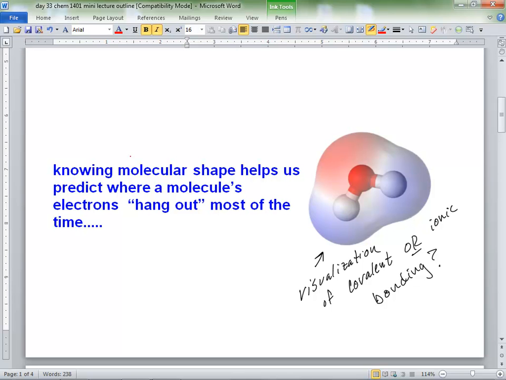Here's another. Knowing molecular shape helps us predict where a molecule's electrons hang out most of the time. Let's see if we can infer a few things from this model. Amy, what molecule might that be? It's very common. It's a hint. Water. So you've got the hydrogens and you've got the oxygen. So it's bent, and we'll see why. That's coming up in a couple days.